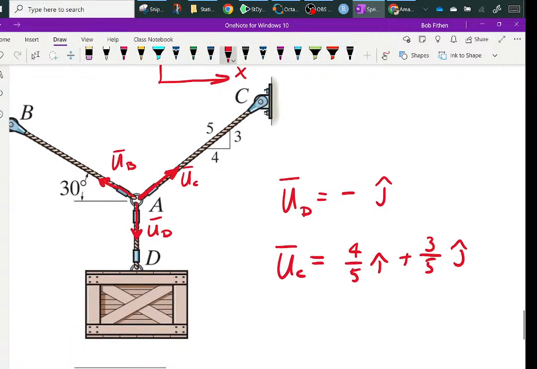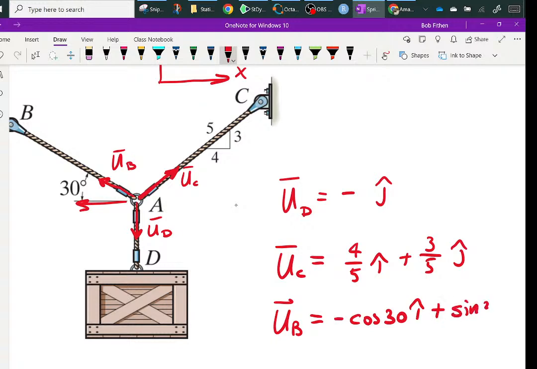And now I'm going to do the unit vector for B. Now, this one has a component pointing backwards, so it's minus cosine of 30 I, because it points to the left, and it points up sine of 30 J. So now, I got 3 unit vectors.